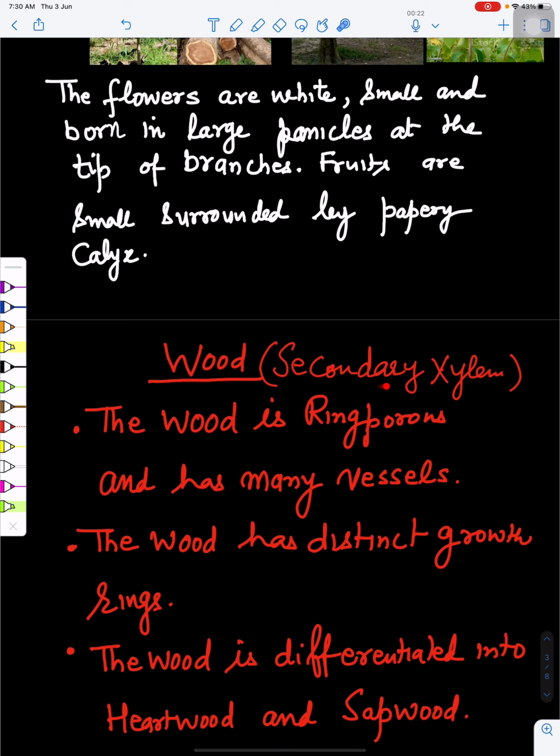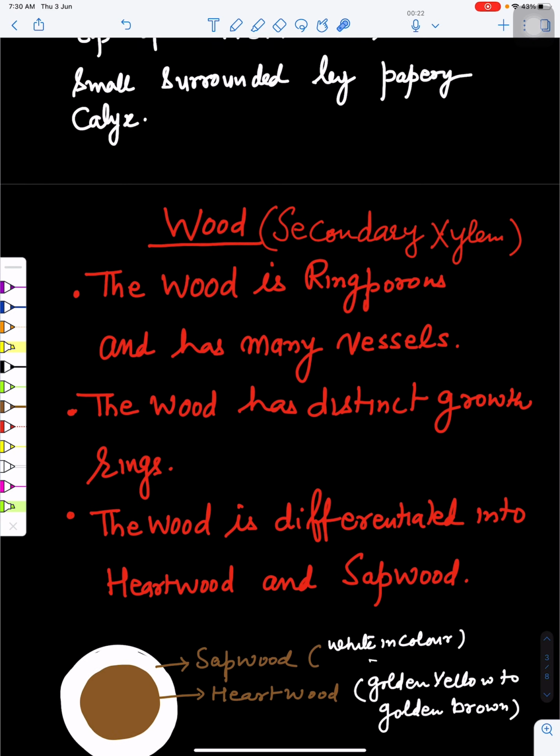Now wood is called secondary xylem. Its wood has certain properties like it is ring porous and is made up of vessels. Like if you see the structure of xylem, this is made up of tracheids, vessels, xylem parenchyma and xylem fibers. Now 95% of the wood is made up of vessels. Wood has distinct growth rings or annual rings. Every year, new cambium is produced, and that will produce new secondary xylem and new secondary phloem. So, rings are produced. By counting the rings, we can also count the age of the tree.